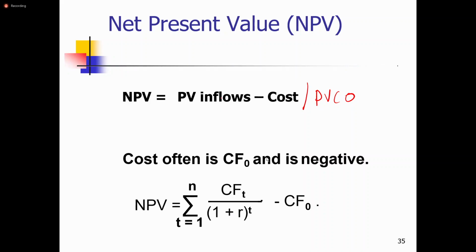Zero means the present value of the cash inflow is equal to the cost. That is a marginal project. Positive means the present value of the cash inflow is greater than its cost. Negative means the present value of the cash inflow is less than the cost.